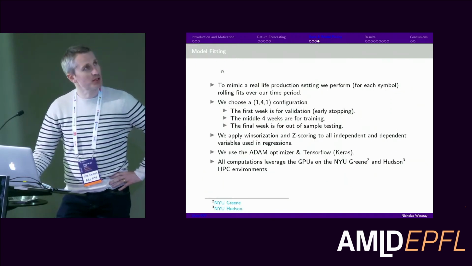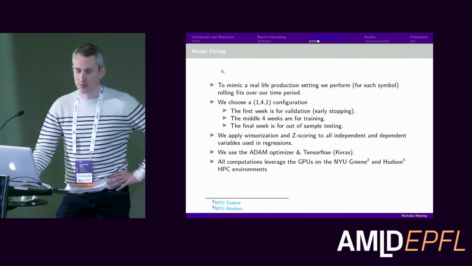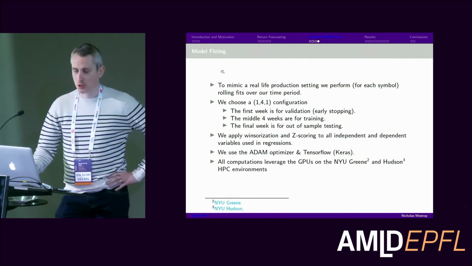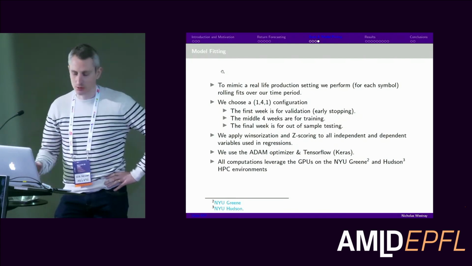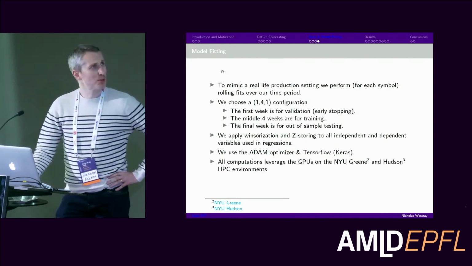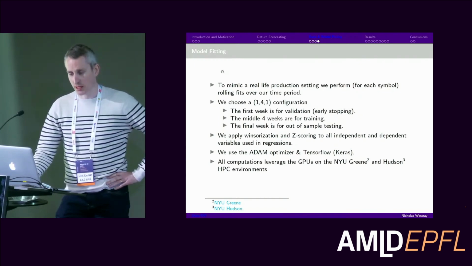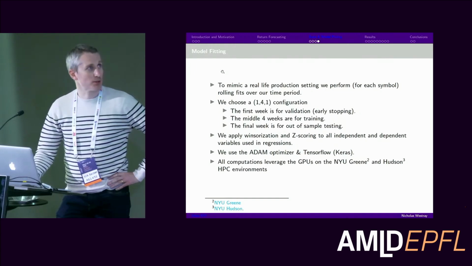Okay, so when we do these model fits, we wanted to mimic how people would do this in practice. So we want to do these rolling fits where you look at some history and then you roll the whole thing forward and you do this process continually. So we choose what we call 1-4-1. The first week is for validation, which is for the early stopping. The middle 4 weeks are for training, and the final week is for out-of-sample testing.